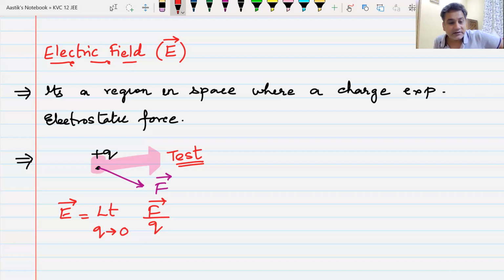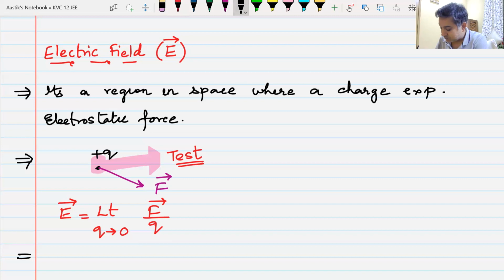Do we understand this? Or has it gone above our heads? So we cannot measure it by KQ by R square. We have to measure it by the force divided by the test charge itself. Clear? Yes, sir.